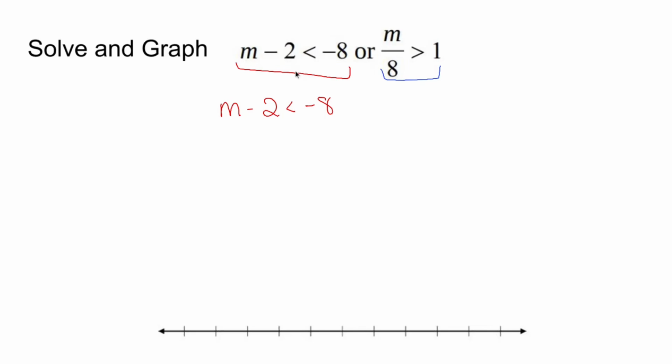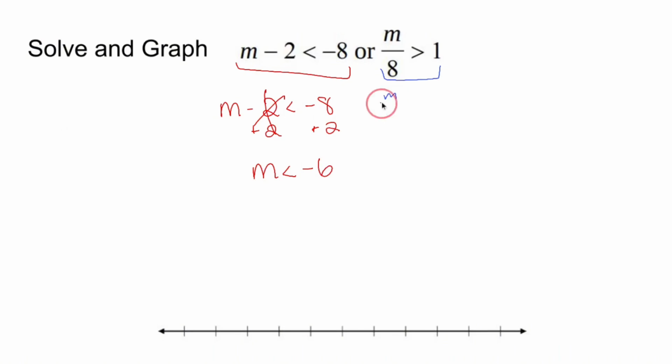The one that I have here in red is m minus 2 is less than negative 8. In order to get m by itself, you have one step, and that's to do the inverse of subtract 2, which is add 2 to both sides, like so. That gets me m is less than negative 8 plus 2, which is negative 6. Signs don't flip, nothing like that.